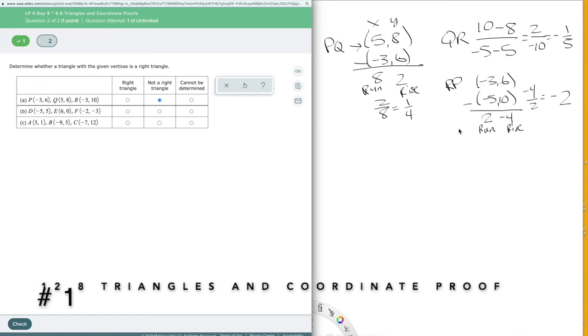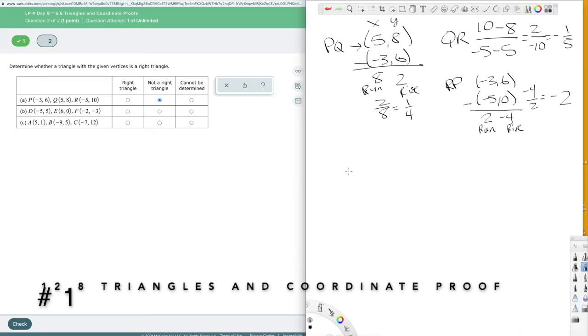So that's all we're looking for here. We're going to do the same thing for DE. So we have DE, so we have (6, 0) and (-5, 5). Let's subtract straight down: 0 minus 5 is -5. 6 minus -5, remember that turns into a plus, so we end up with 11. So we end up with -5 over 11. Can't really reduce that, so we're just going to leave it alone.